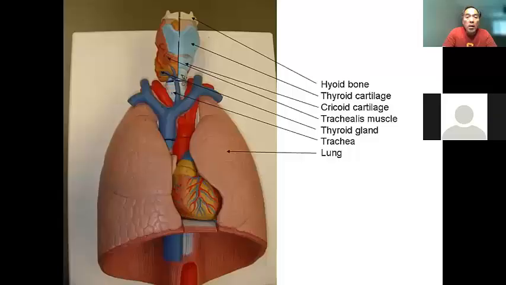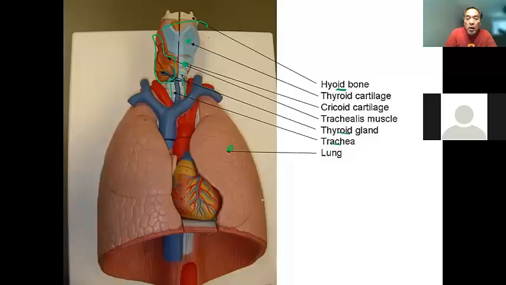Okay, and then let's take a look at some of the models again. From here, we see the thyroid cartilage. Then we have the cricoid cartilage. And then on top of the thyroid cartilage is the hyoid bone. And then from there, you can see the thyroid gland wrapping around between the cricoid down to the trachea. This is actually called the thyroid gland. And then the windpipe below is going to be the trachea. And this will be the lung, okay?